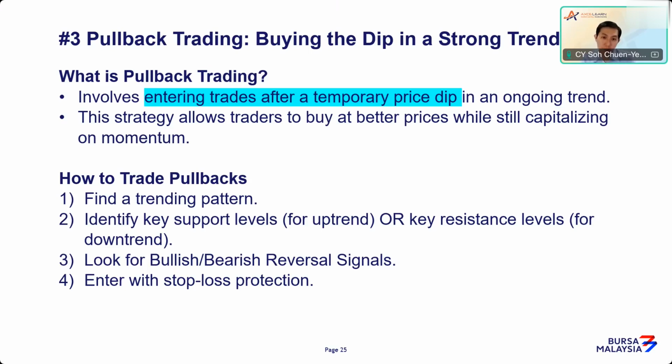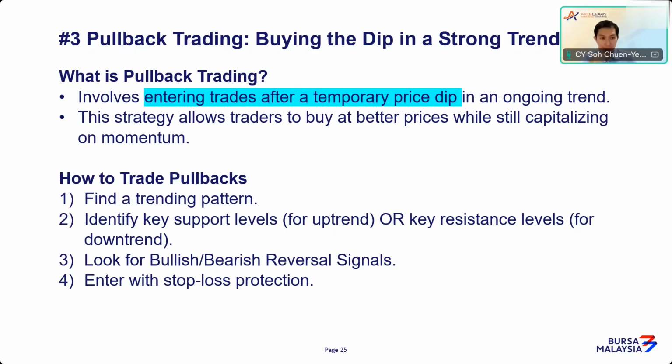To make it easy for you to understand, when you do pullback trading, it means you already know the trend. So you already know it is an uptrend, and you are just finding an opportunity to enter the uptrend. You already know there is a downtrend, and you just find an additional opportunity to capture the downtrend. So this is what we mean by pullback trading.